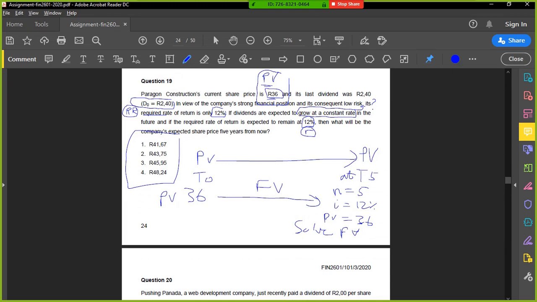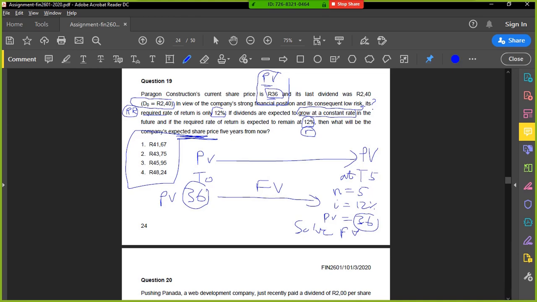Let's read the question again. If dividends are expected to grow at a constant rate in the future, and if the required rate of return is expected to remain at that, then what will be the company's future share price 5 years from now? 5 years from now, it will be the 36 Rand compounded to year 5. There's something wrong with the answers. Are you sure there's no errata on UNISA? I haven't received anything. Nothing? No. Maybe, but I'll just check if I received something.